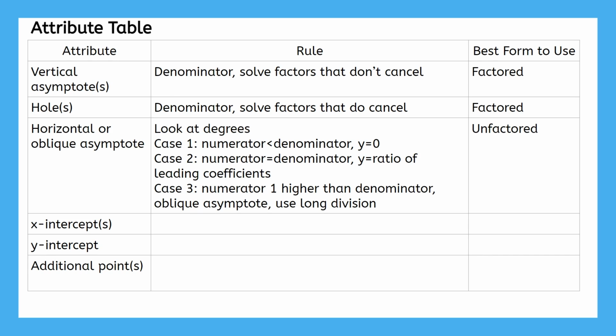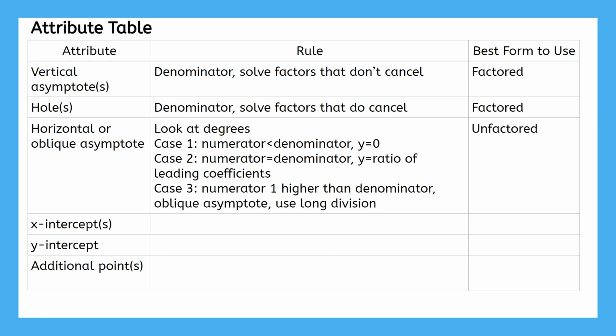We also have 3 possible cases here. The first case is when the degree of the numerator is less than the degree of the denominator, and our horizontal asymptote is y equals 0. Case 2 is when the numerator and denominator have the same degree, and the horizontal asymptote is then the ratio of the leading coefficients. And finally, the third case is when the numerator has a degree 1 higher than the denominator, and then we must use long division to find an oblique asymptote.